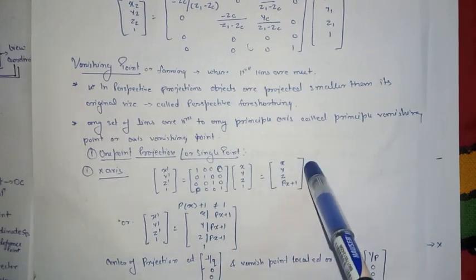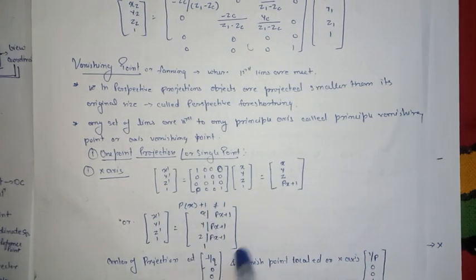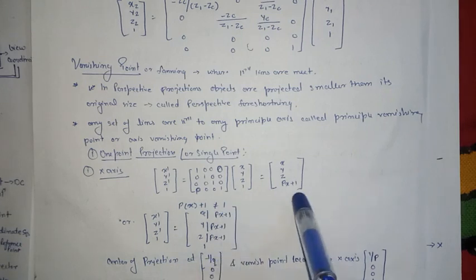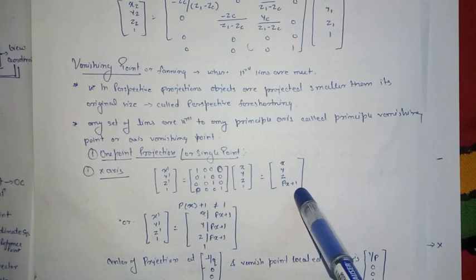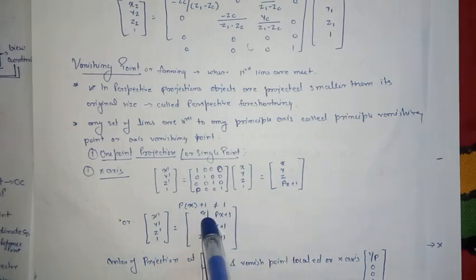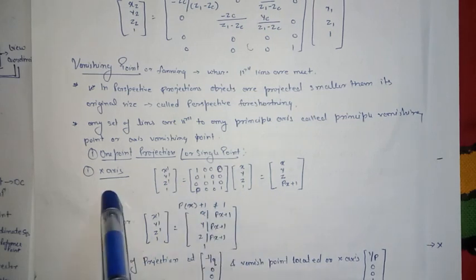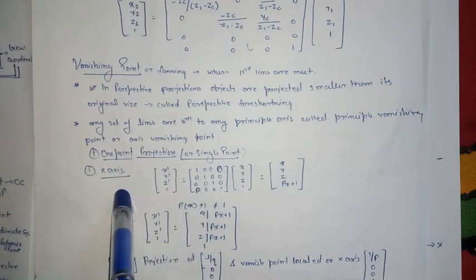This matrix can be written like this also. What you have to do is divide all points by px plus 1. Then you can write x divided by px plus 1, y divided by px plus 1, z divided by px plus 1, and 1. So this is the matrix of one point projection in the x-axis.